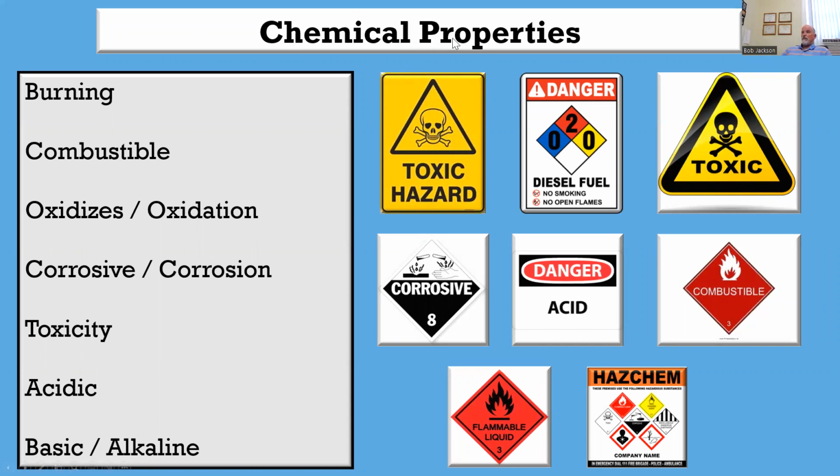Okay, so some chemical properties of some common items that are around households and garages and that people use all kinds of places is burning. We have combustible materials. We have substances that undergo oxidation, or what we call it, we say it oxidizes. We have materials that are corrosive or undergo corrosion. It's the same thing, just according to how we're talking it.